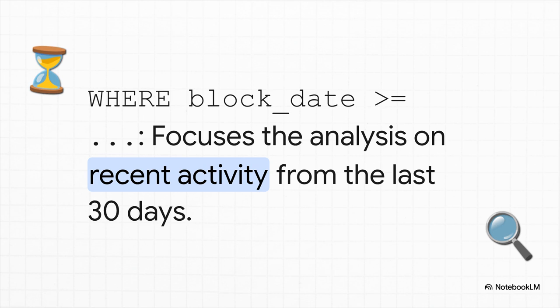And finally, we don't want the entire history of crypto, right? We just want what's happening now. So we add a where clause to filter things down. This line tells the query to only look at trades from the last 30 days. And boom, just like that, you have a working query that shows you the total DEX volume for the last month.